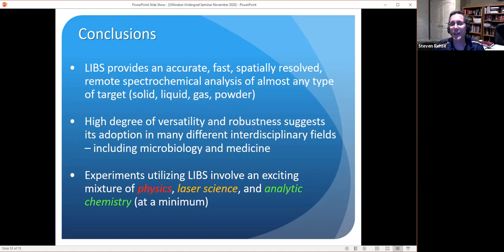So what I try to do is train all of my students. They might not be working with bacteria for the rest of their careers, but this idea of using lasers to interrogate something, understanding spectrometers, understanding optics, fiber optic collection, signal to noise, repeatability of measurements, it's that versatility, because you could use it for almost any discipline. This is why it's being adapted in many different interdisciplinary fields, including microbiology and medicine.